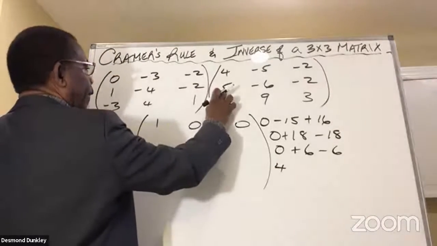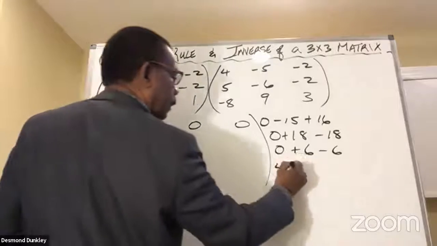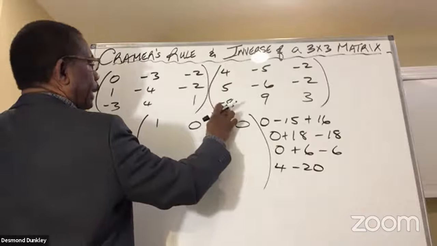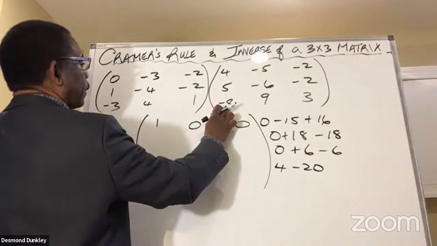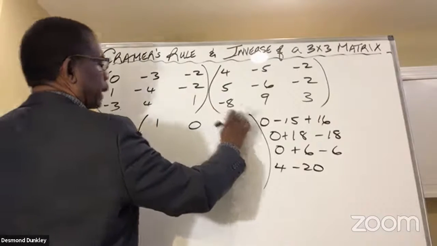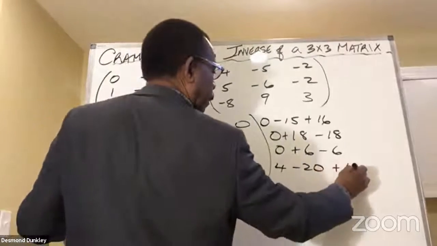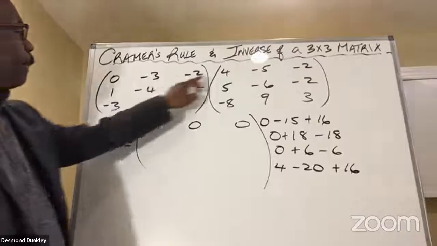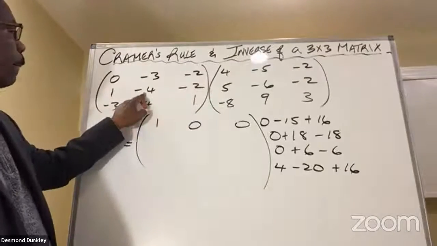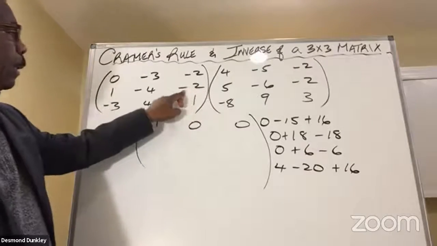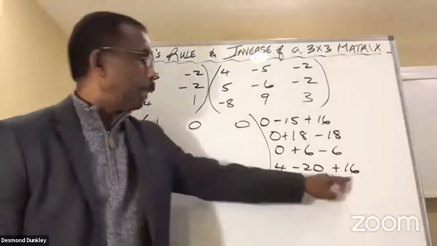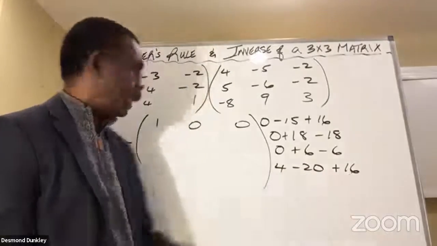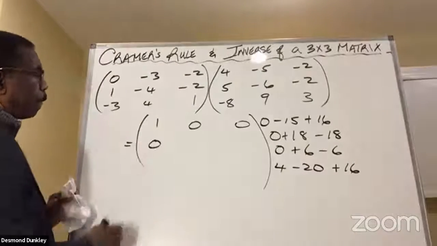-4 times 5 is -20. And -2 times -8 is going to give me 16. Let's go again. 1 times 4 is 4. -4 times 5, -20. -2 times -8, +16. 4 plus 16, 20. Take away 20 is 0.